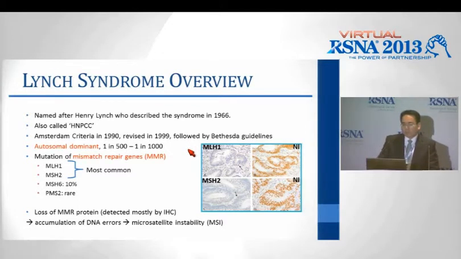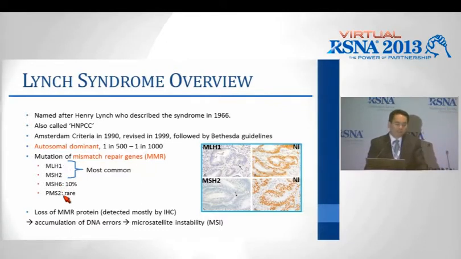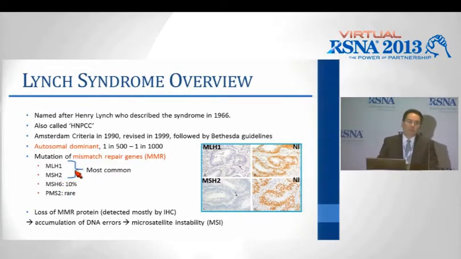It is autosomal dominant with a frequency of about 1 in 500 to 1 in 1,000. And in terms of genetics, it involves a mutation in the vast majority of patients in one of these mismatch repair genes. So most commonly MLH1, MSH2, less commonly MSH6 and PMS2. So what do these genetic alterations result in? These code for different proteins that heterodimerize and lead to DNA repair, as you can tell from the name.